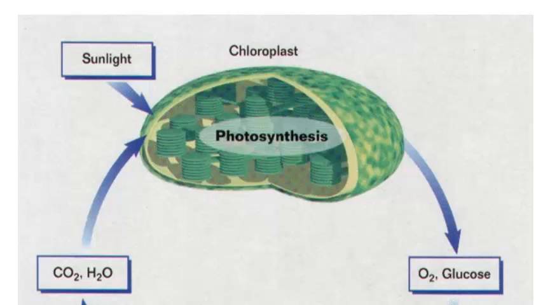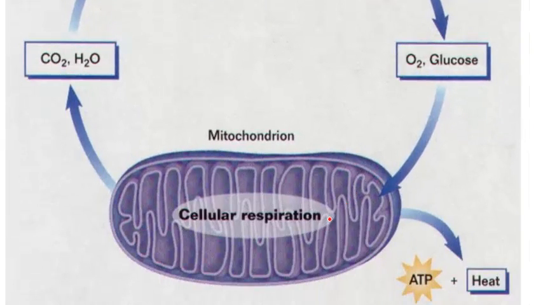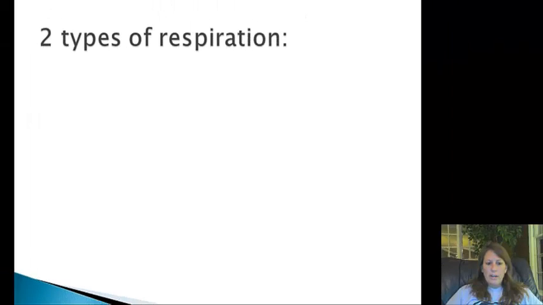Now, as we go on, we're going to look at what's coming in for cellular respiration, and now we're going to focus on the organelle, the mitochondria. So glucose and oxygen are coming in, and what's given off is ATP and carbon dioxide and water. And so those just keep cycling around and around.